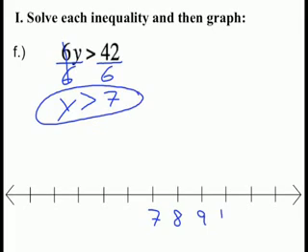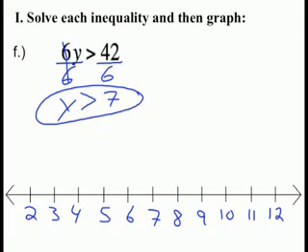Now we must fill in the number line by putting 7 in the middle, because that's the number we're starting with. Now we put an open circle at 7 because it's strictly greater than, and it's all the numbers to the right side of 7.